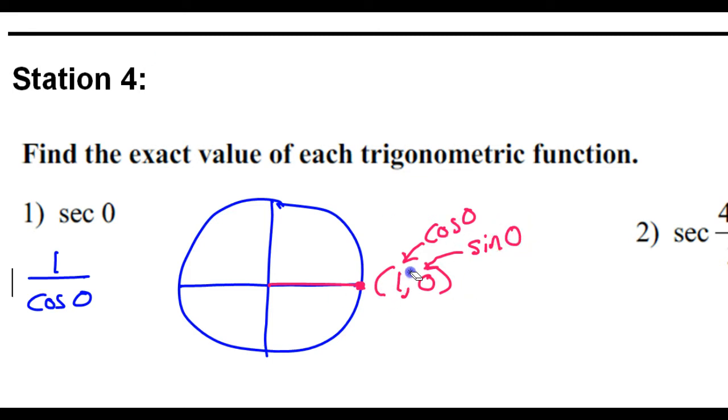Okay, so the cosine of 0 is 1. I don't really need the sine right now. So substituting that in, that makes this 1 over 1. So the secant of 0 is 1.